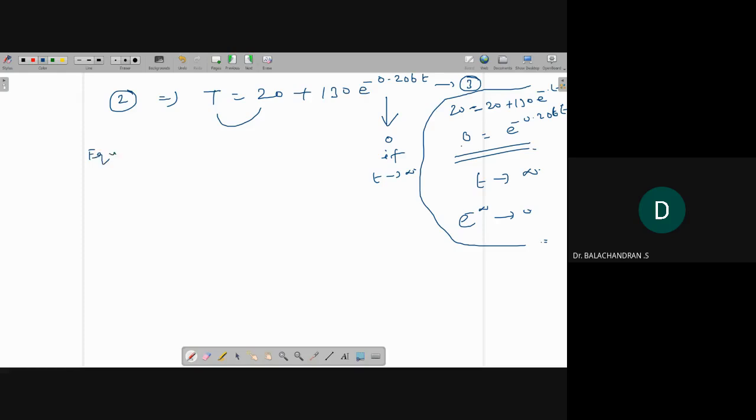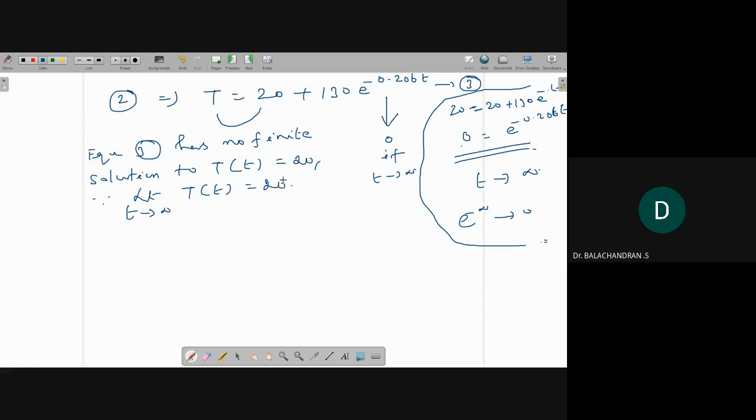Equation 3 has no finite solution to T of t equal to 20, since limit t tends to infinity, T of t equal to 20. Okay, but what is the time now? Still I have 5 minutes.